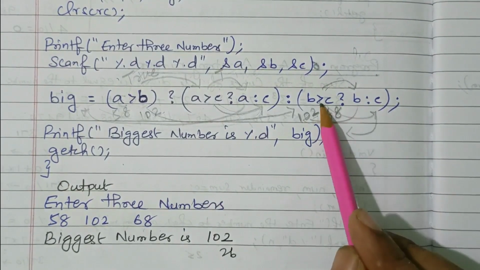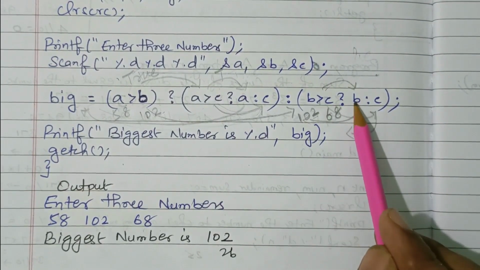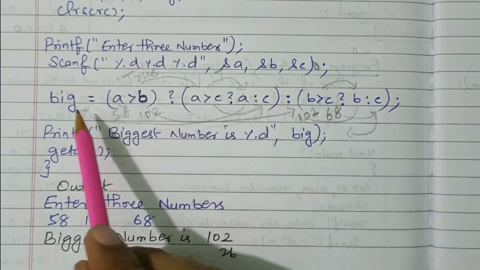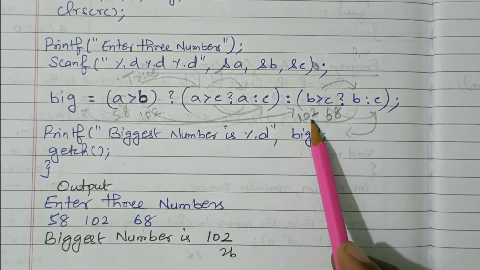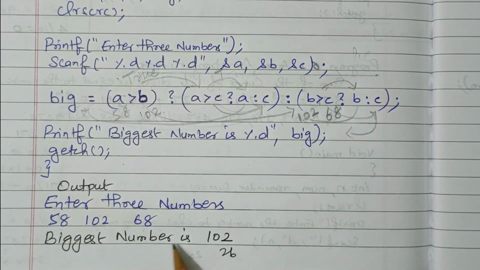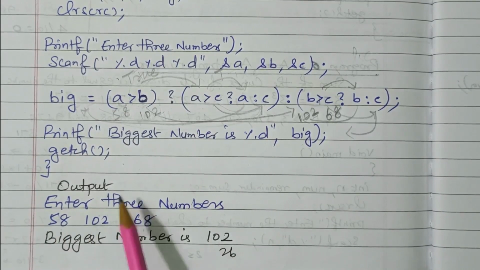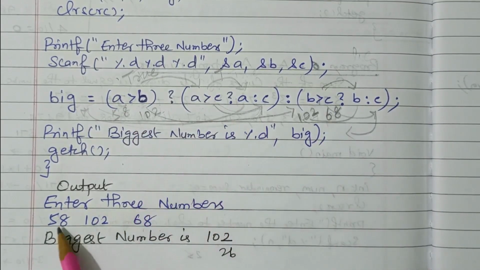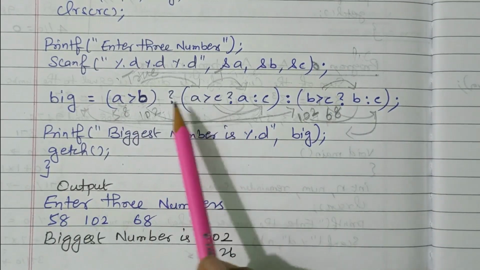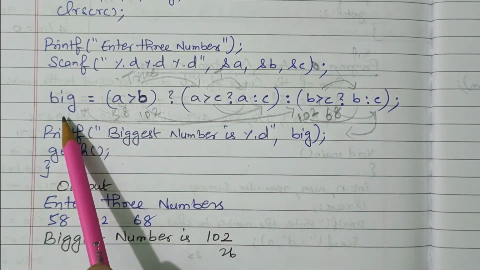So if it is true, the expression 2 will be executed. That is, B will be stored in the variable big. B is nothing but 102. So the biggest number is 102, and it will display the number. So we verified the output for these 3 numbers. Like that, for different combinations, it will automatically store the biggest value in the big variable.